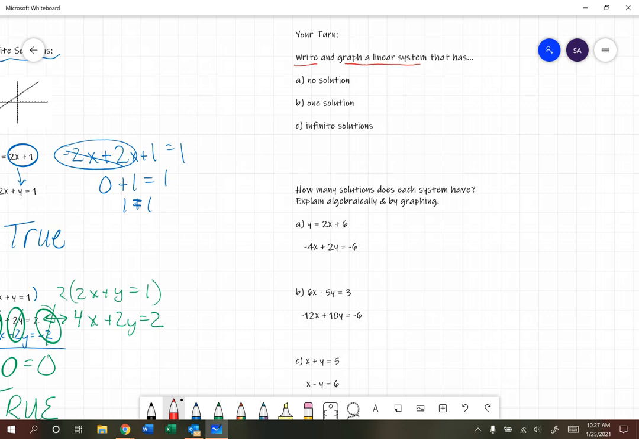And the second question, it says, how many solutions does each system have? It says to explain algebraically and by graphing. So you'll want to graph these and prove whether it's a one, no solution, or infinite number of solutions, and then also using substitution or elimination, whichever preferred method you like, to prove algebraically that it is a true, a false, or a one solution answer.